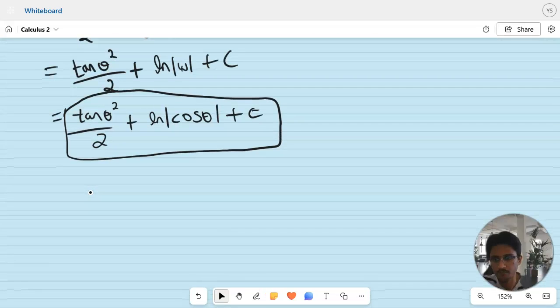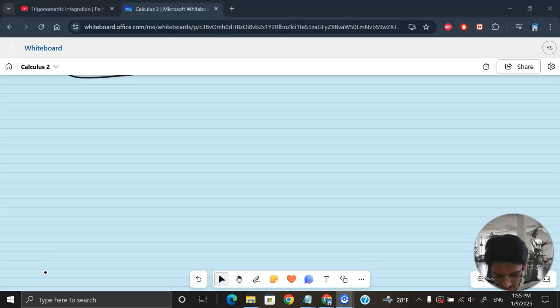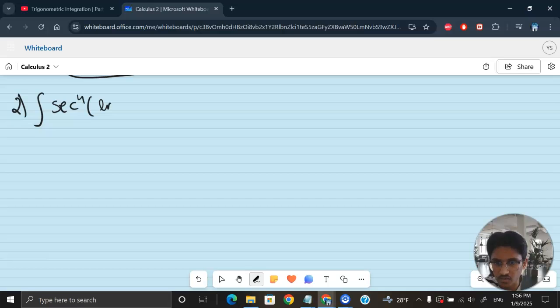Alright, now let's see what happens when we have secant. And let's take kind of like a tricky problem. So let's say we're given the problem to find the integral of secant to the fourth of natural log of theta over theta, d theta.